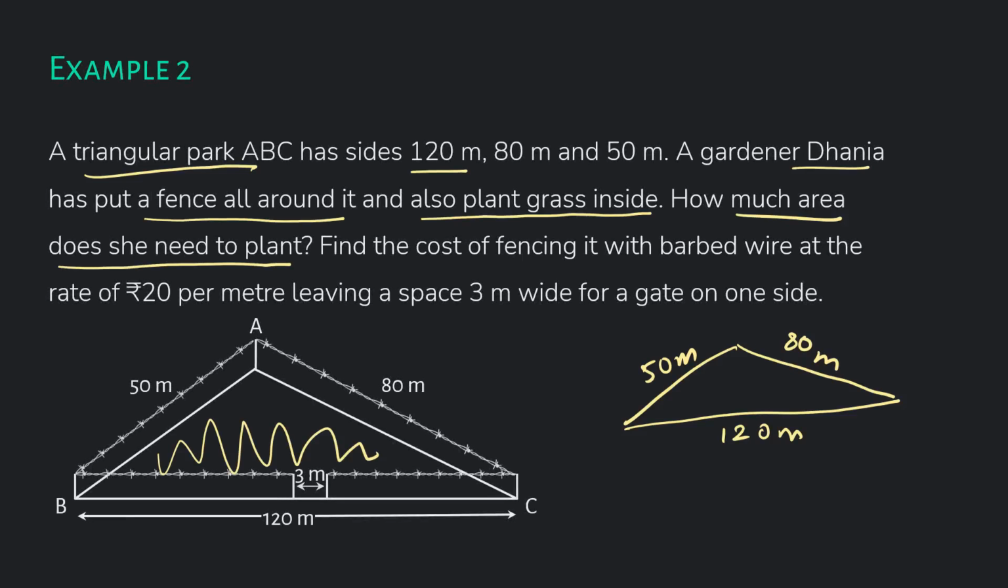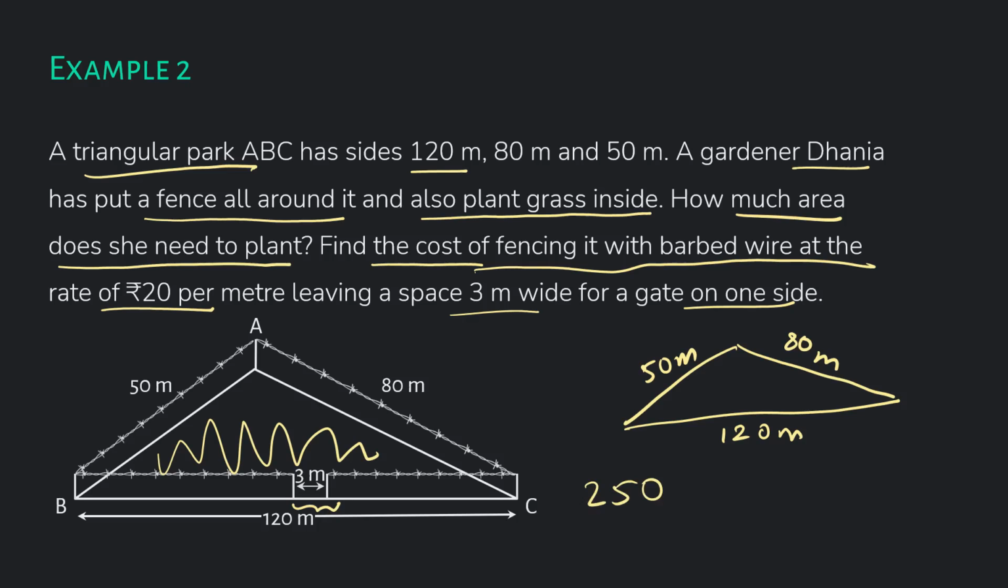So this is the amount of area that the gardener has to plant. Now let us move on to the second part of the question. It is saying that we have to find the cost of fencing it with the barbed wire at a rate of 20 per meter, leaving a space 3 meter wide for the gate on one side.